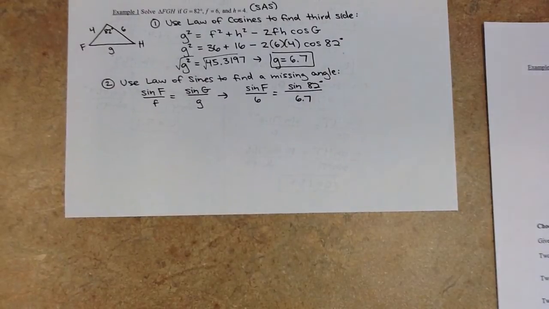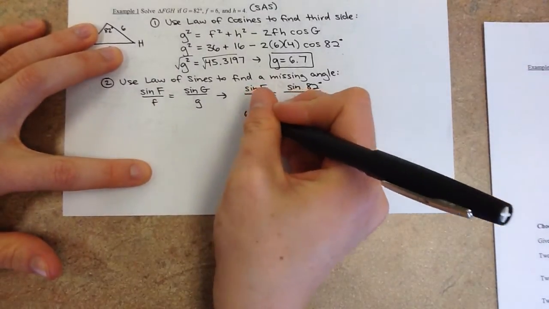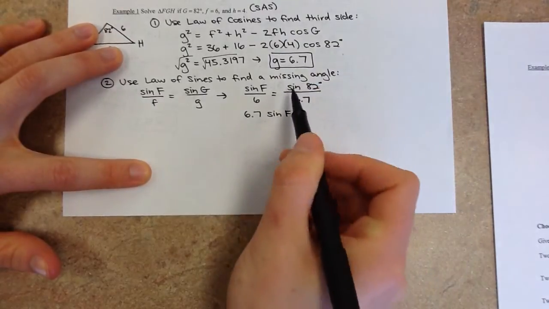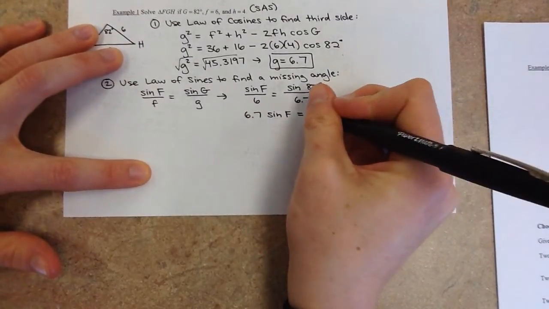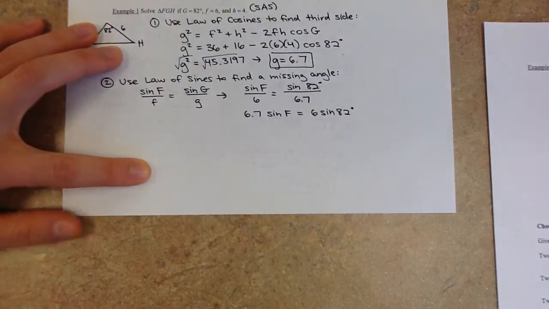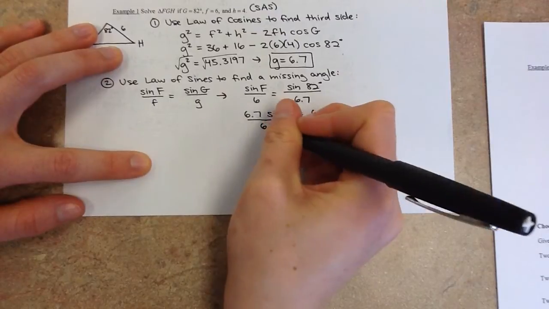Okay, so now we're trying to get f by itself, so what we're going to do is cross multiply. So cross multiply this way, and I get 6.7 times the sine of f equals, and then cross multiply this way, and I get 6 times the sine of 82 degrees. Okay, so we're trying to get this f by itself. So I'm going to divide both sides by 6.7.